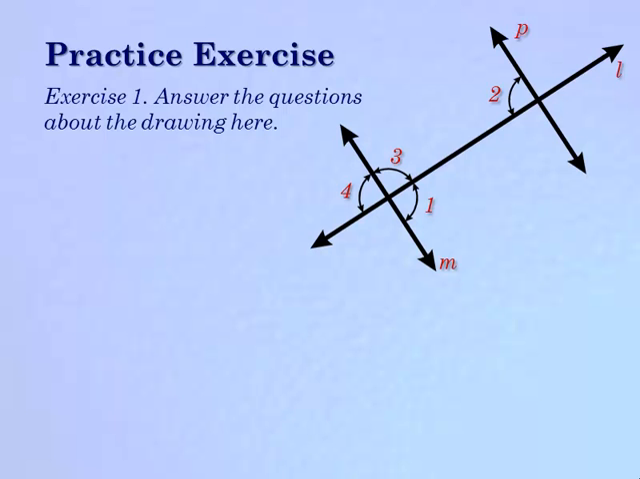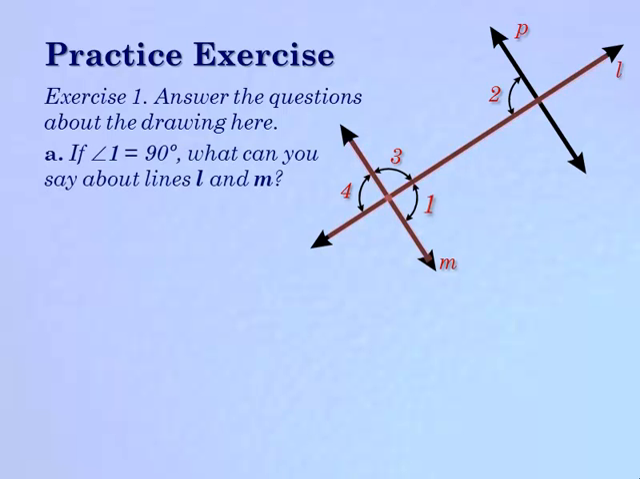All right, now it's time to look at some practice exercises for this module that will build up your confidence so that you can actually do these types of geometry problems. First of all, let's answer these questions about this drawing here. If angle 1 is equal to 90 degrees, what can you say about these two lines L and M? Well, the lines meet at 90 degrees, so lines L and M are perpendicular. And we sometimes use this symbol here to indicate that L is perpendicular to M.